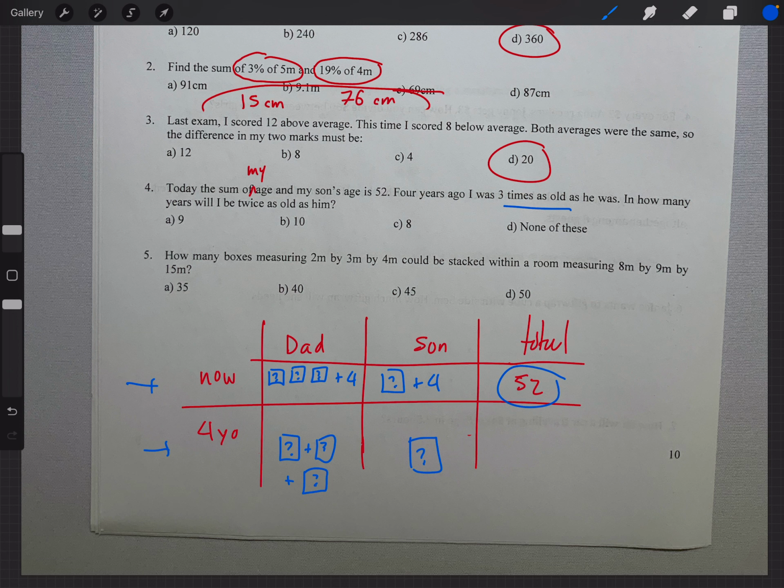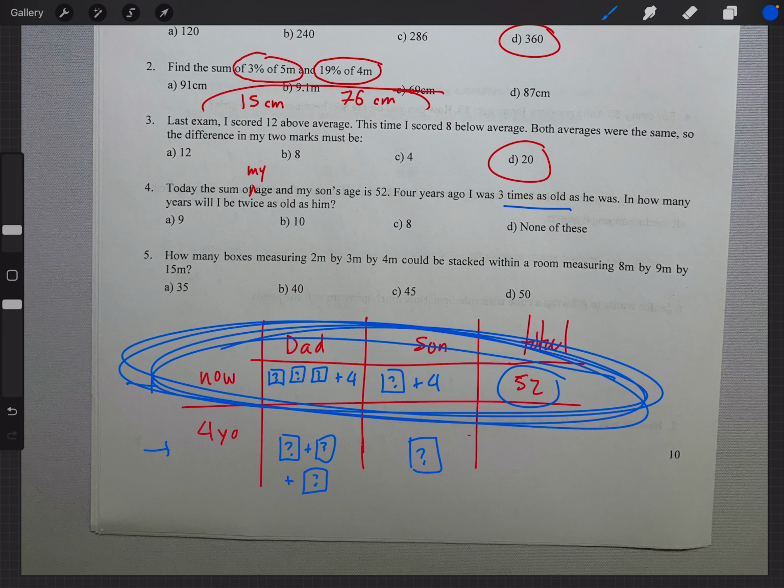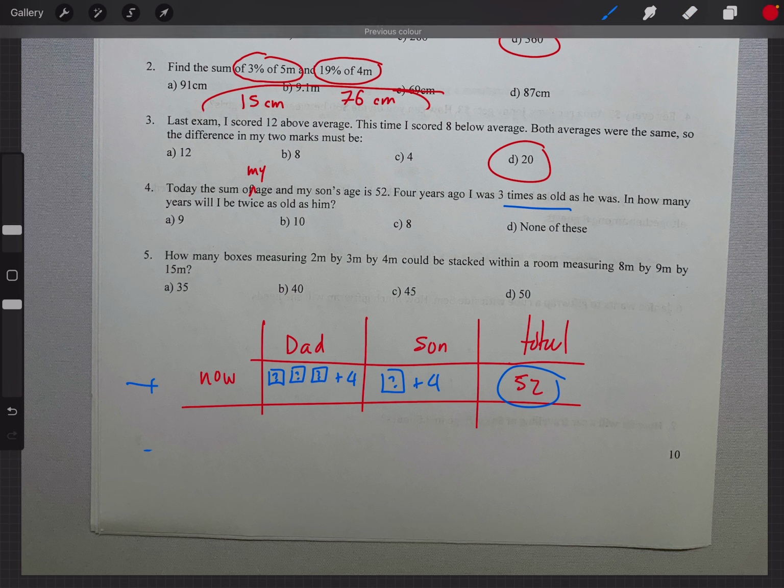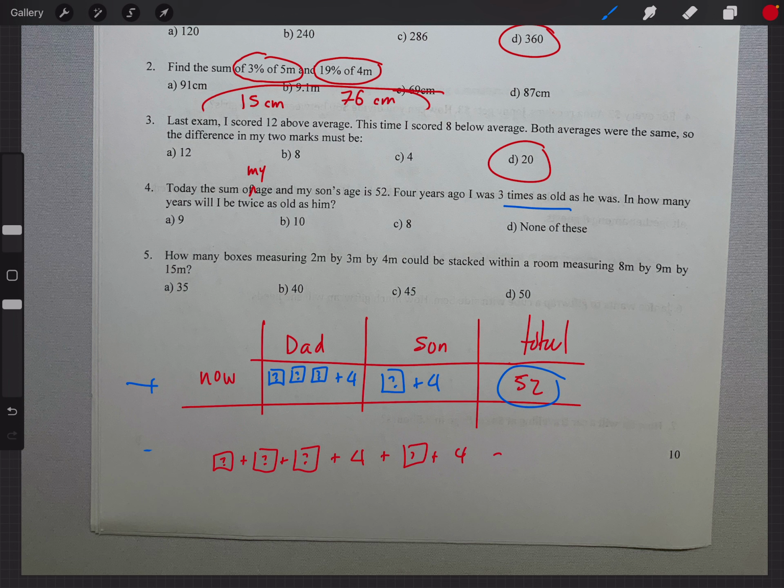All right, so let's use this information here to work out how old each person is. Let me just get rid of this. We don't need this anymore. All we need is this part at the top here. I know that if I take all of these question marks and add them up, and add the 4, and add the question mark, and add another 4, I'll get 52. Because the dad's age and the son's age must equal 52. That's what it says.